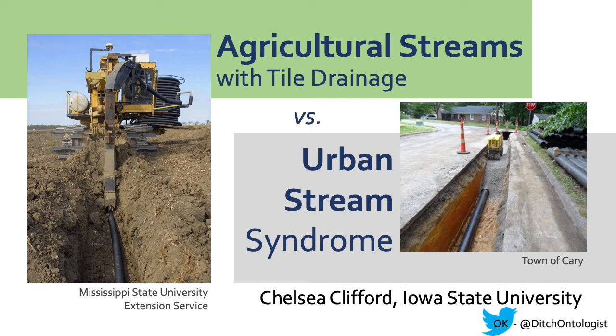Today I will present some ideas and initial findings on how the effect of tile drainage for row crop agriculture on streams in the U.S. Midwest compares to more thoroughly conceptualized urban stream syndrome. The images here are of the tile drain installation in Mississippi and of water main installation in Cary, North Carolina.